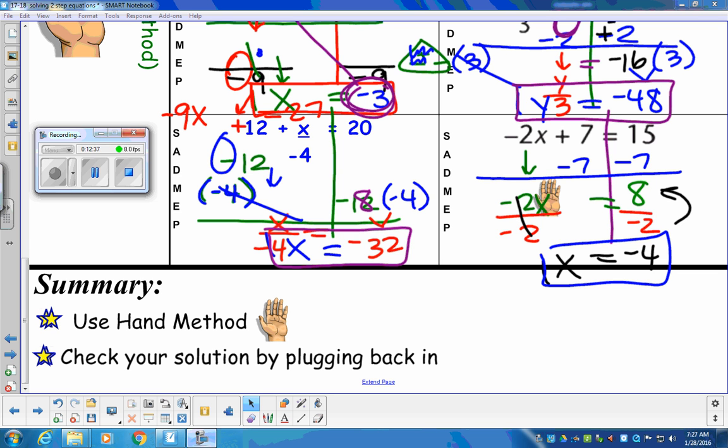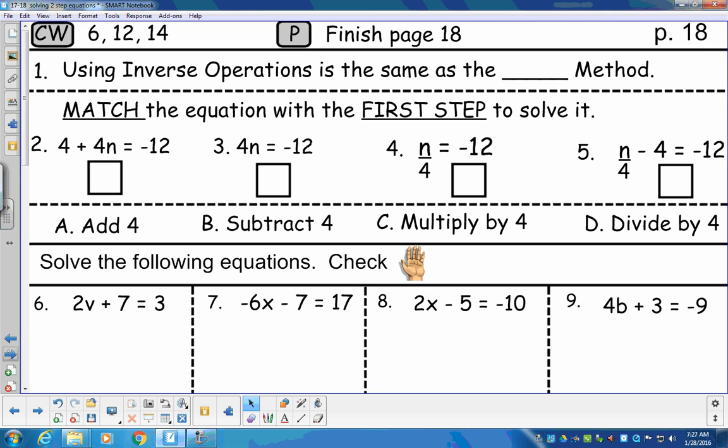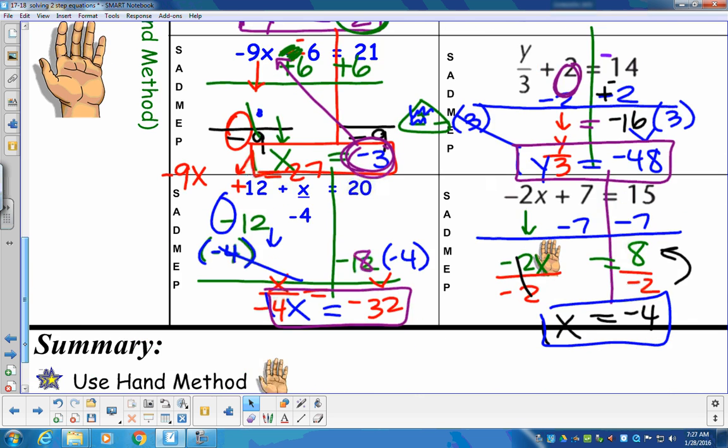Okay, 7th grade. So your homework assignment for tonight is to, hold on, I have to take a peek here. Sorry, guys. Your homework for tonight is, it looks like just to do page 18. Yes, correct. Your homework assignment for tonight is to do all of page 18, hand method.